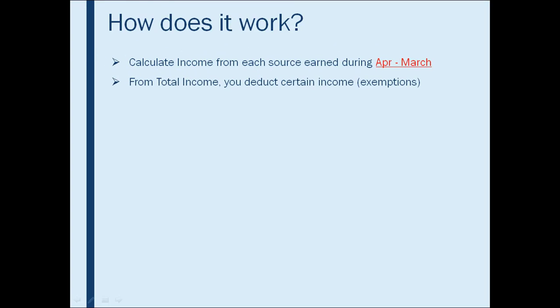Now, how does it work? Every taxpayer needs to calculate the income from each source, identify the income, put that into the correct source, and apply all the rules for that respective source from April to March. Then you deduct certain income which are known as exemptions.